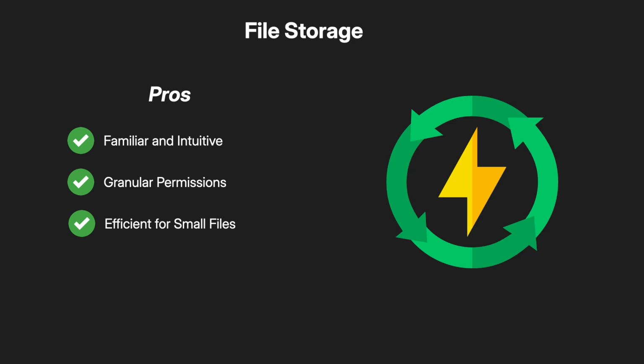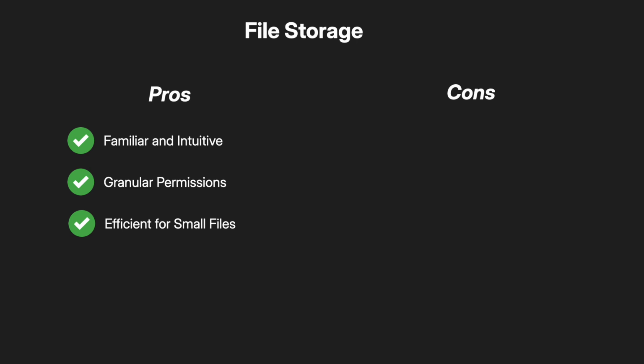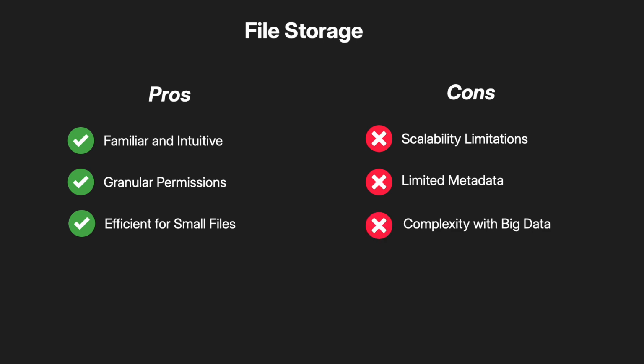However, there are some disadvantages to consider. Scalability limitations: file storage systems can struggle to scale efficiently when dealing with massive amounts of data. Limited metadata: file systems typically allow only basic metadata, such as file size and timestamps, which may not be sufficient for advanced data management needs. Complexity with big data: managing large, unstructured datasets can become cumbersome with traditional file storage.